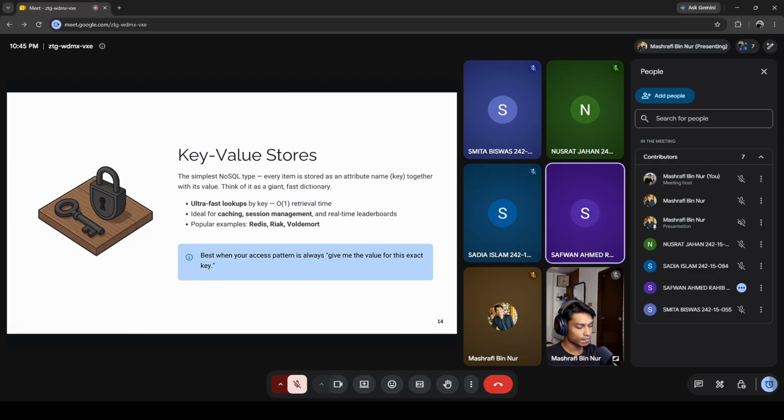Key value stores. The fastest and simplest type of NoSQL is the key value store. You can think of it as a giant fast dictionary. Every single item is stored in the table and we use a key to find the value. Because the structure is so simple, lookups by key are ultra fast, giving us big O(1) retrieval time.